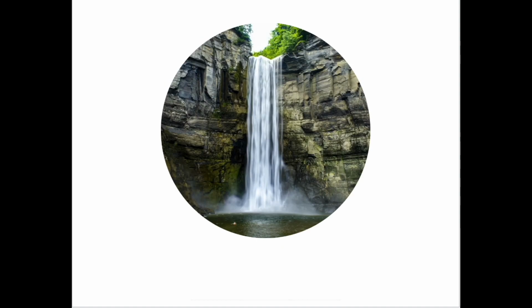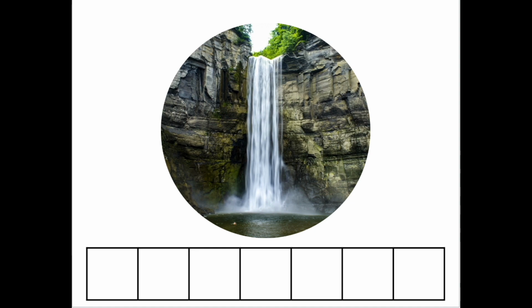Our next word is waterfall, waterfall. How many sounds do you hear in the word waterfall? There are 7 sounds in the word waterfall. What's the first sound you hear in waterfall? W. How do we make the w sound? The letter W. What's the next sound you hear?